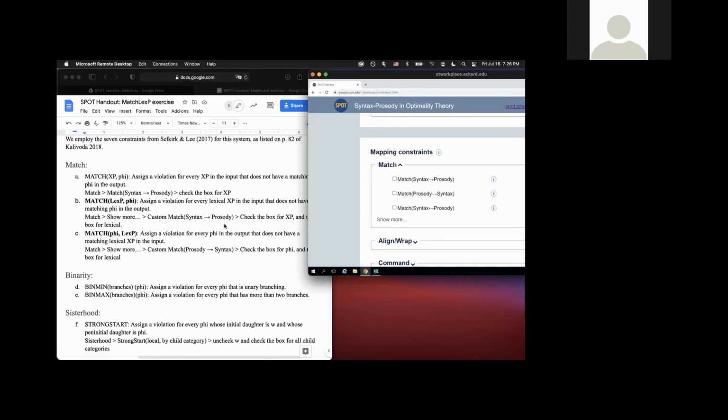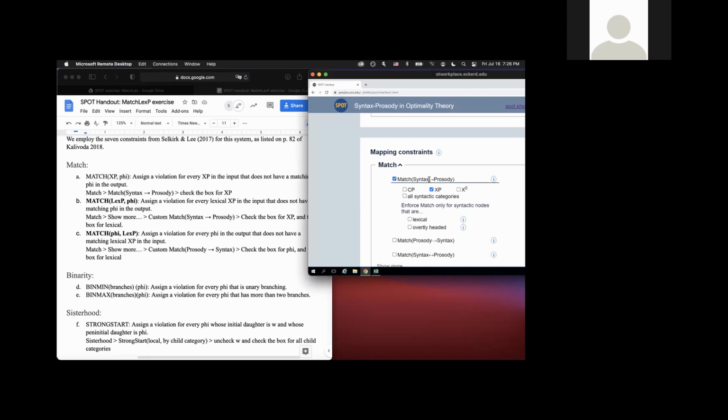We're going to have 3 different kinds of match constraints in our system. The first one is going to be a general match XP, and this is going to try to map every single XP onto a phi. It doesn't care if that XP is functional or lexical, as long as it's a phrase, it's going to be mapped to a phi. To include that, we can click match syntax to prosody.